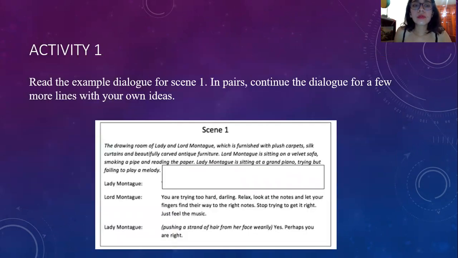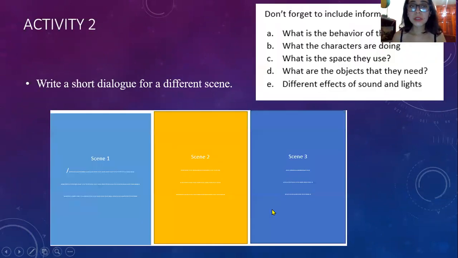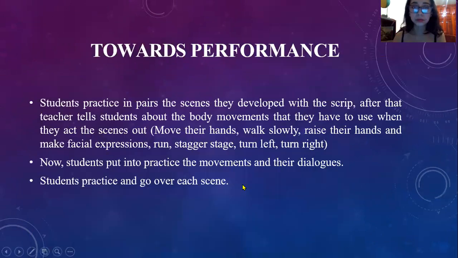And activity one: read the example dialogue for scene one. In pairs, continue the dialogue for a few more lines with your own ideas. So here you have the example, and students will have to continue writing. In activity two, write a short dialogue for a different scene, and there are some instructions, do not forget to include information on the behavior of the character and the space they use and so on. So here you have some spaces to write on.